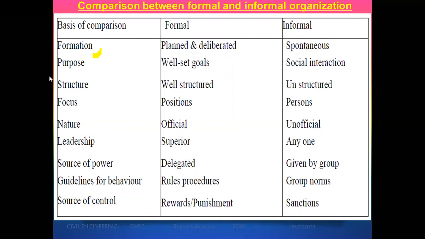If it is an informal organization, and it lasts 3 months, 1 year, 2 years like that, then you have to go for social interaction. Suppose there are 4 members in your organization, you have to make an interaction and you have to set the goals. Next, structure. So if you are seeing the structure, well structured, unstructured.